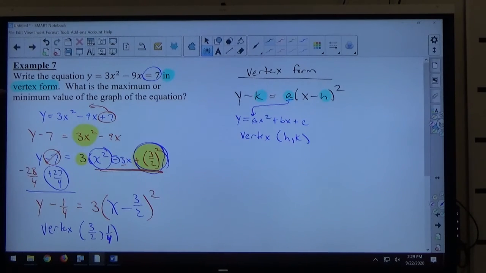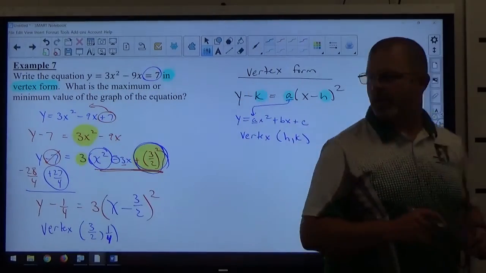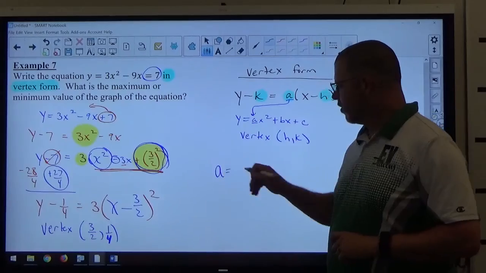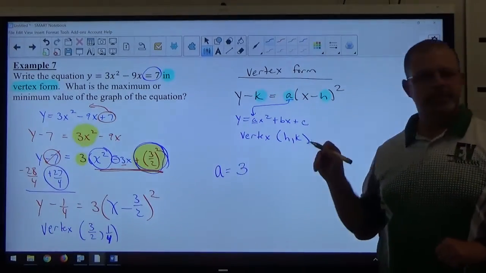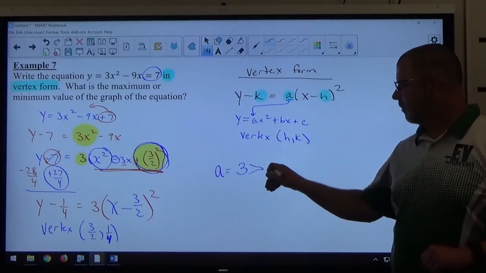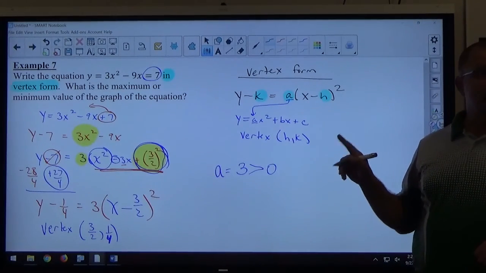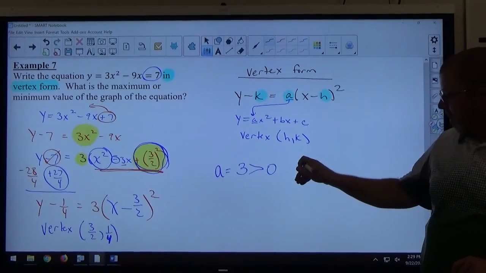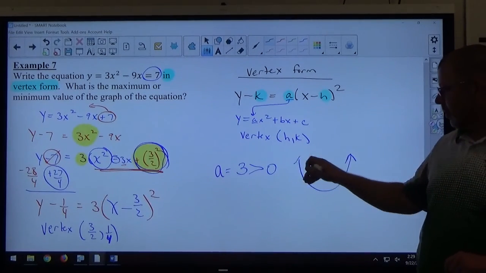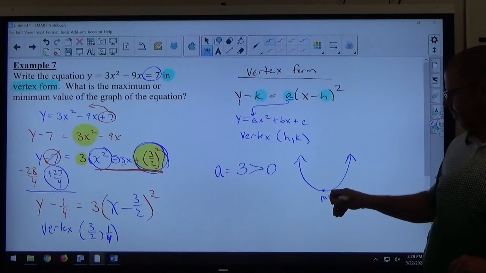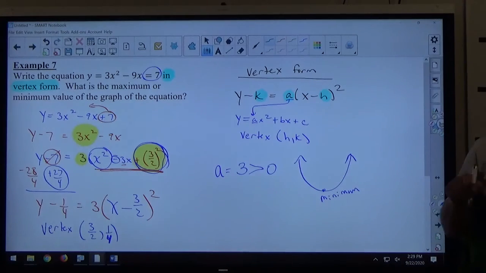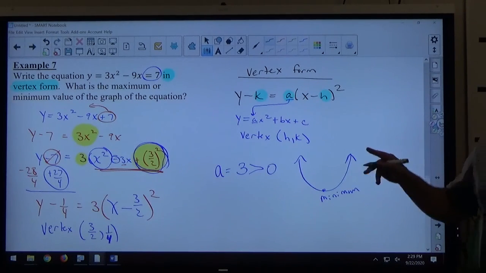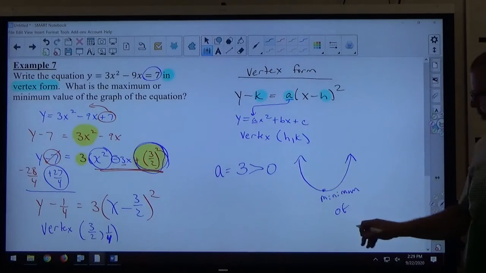Finally, it says what's the maximum or minimum value for this graph? Larson, what's A's value here? In this problem here, that'd be 3. Is 3 positive or negative? Positive. Minimum. Will you let me talk, please? A is positive, that means the graph goes like this, right? Turns upward, which means the vertex is a minimum. And when they ask for the minimum value, they're asking for the y-coordinate of the vertex. So this one has a minimum of positive 1 fourth.